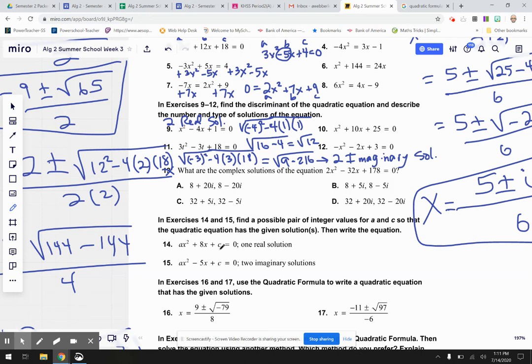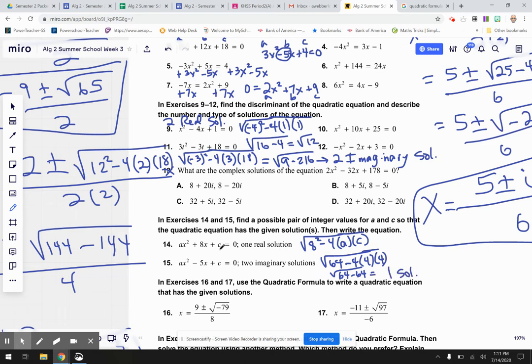So for one real solution, your discriminant would have to be 0. So we would need to make 8 squared minus 4 times a times c equals 0. So 64. We would need the 4 times a times c to also be 64. So technically you could have them all be 4s, because 4 times 4 is 16, times 4 is 64. That would give you 64 minus 64, which would be one solution.